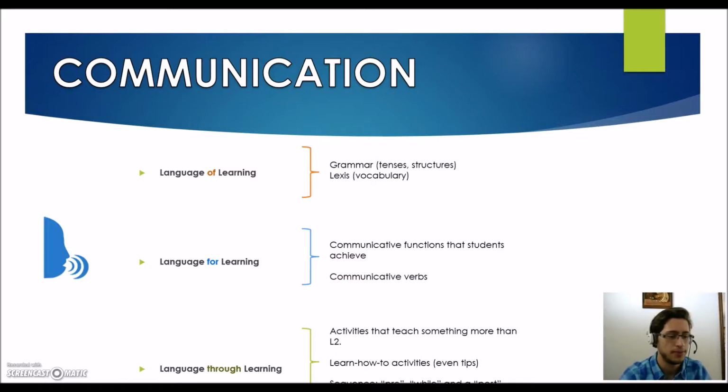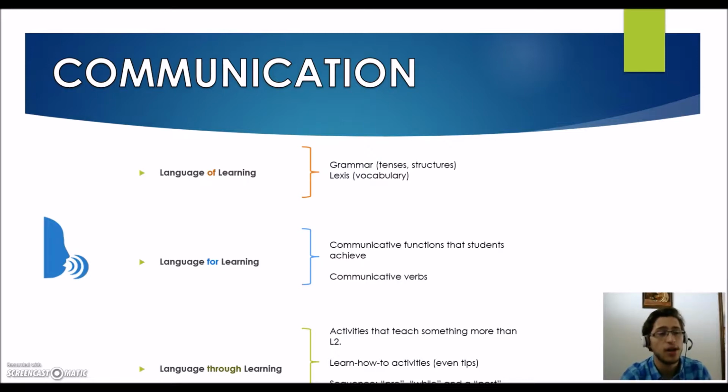Structures, prepositions, for, since, about, all of these little pieces, these little structures of the language are going to go here in language of learning. Everything related to grammar and to vocabulary is in this subcategory of communication.